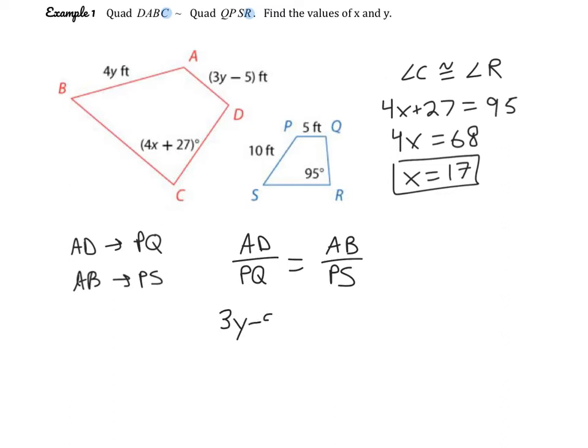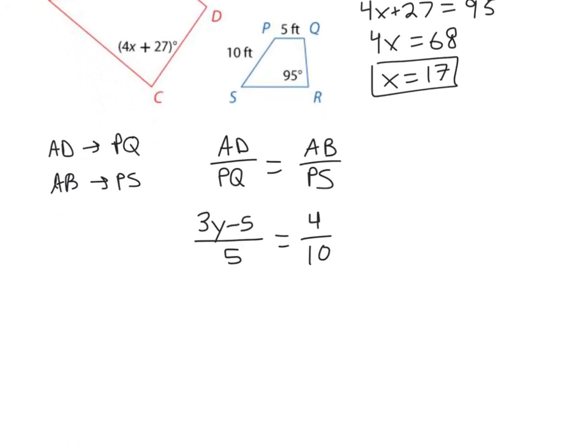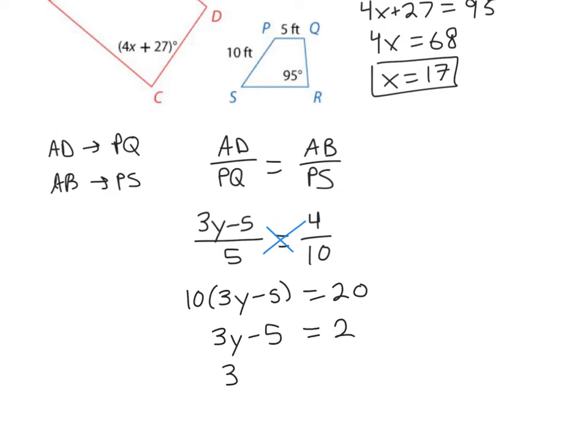So we can say 3y minus 5 over 5 equals 4 over 10. And here we can solve this by cross multiplying. So we have 10 times 3y minus 5 equals 5 times 4, which is 20. Here we can either distribute, or I could just divide both sides by 10. Since the other side is divisible by 10, let's do that. And then we can add 5 and divide by 3. So y equals 7 over 3.